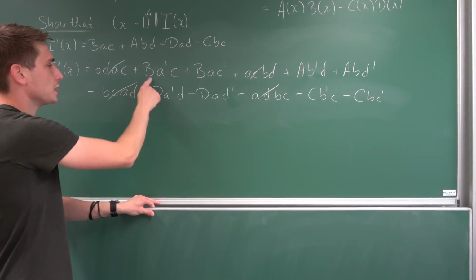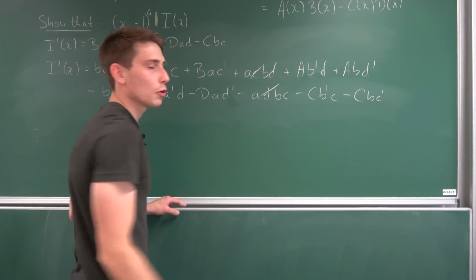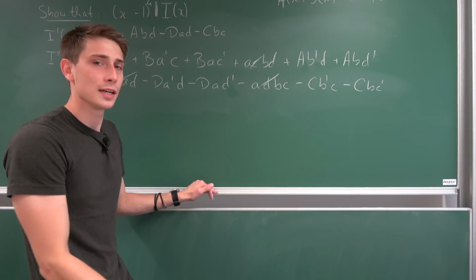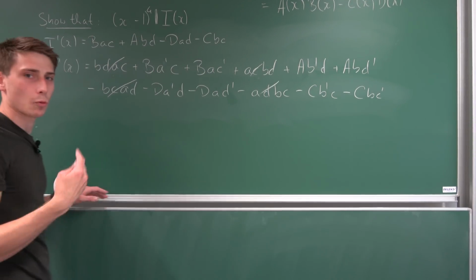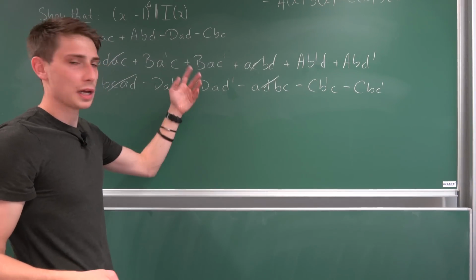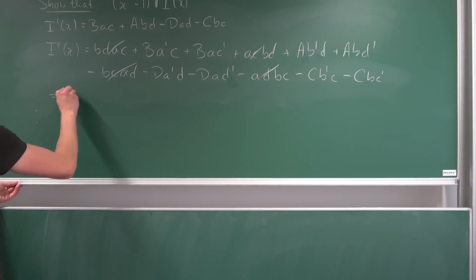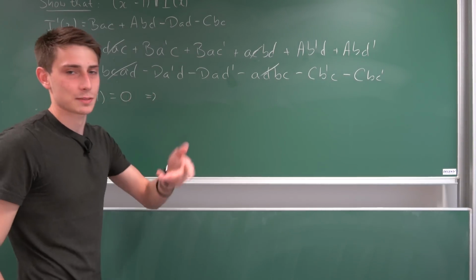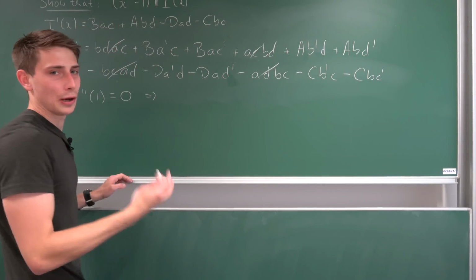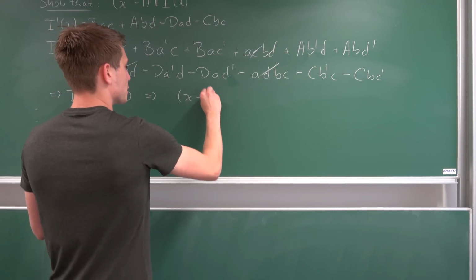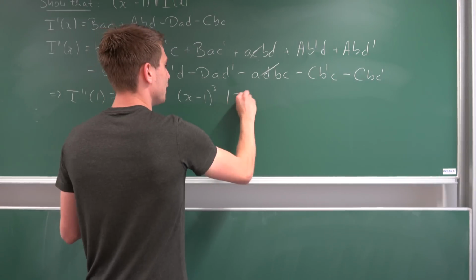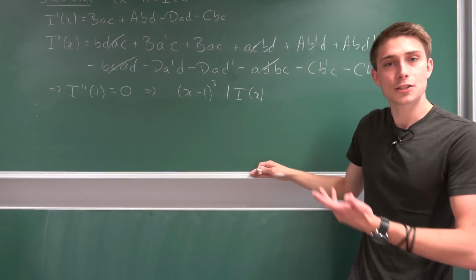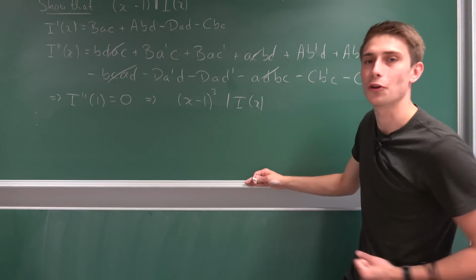And now you see, we are going to end up with a lot of terms, but all of them have those capital A's to D's inside. So that means if we plug a 1 into I double prime, we are going to end up with a 0 in the end. That also means that I double prime of 1 is 0, which means x minus 1 does indeed divide I double prime, but especially this means x minus 1 to the third power now does divide I of x. And now we are nearly done. Let's just do the last iteration and see if it holds for the last one.